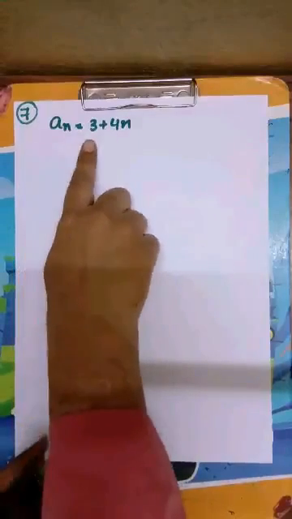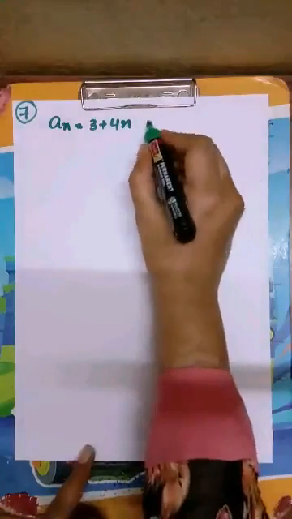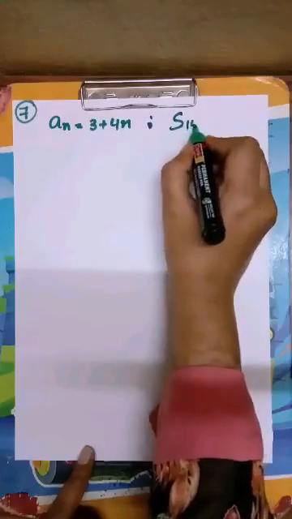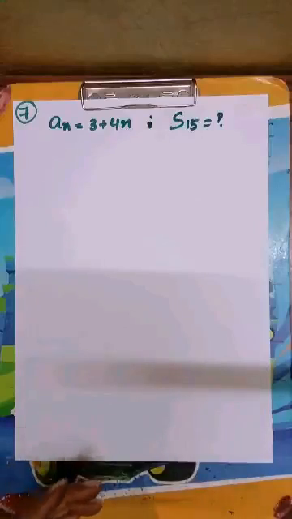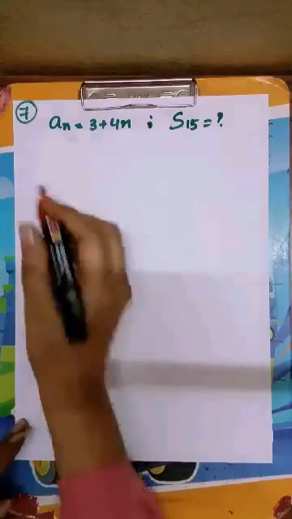Show that A1, A2, and so on, AN forms an AP, where AN is defined as 3 plus 4N. And also find the sum of the first 15 terms. Also find S15. This also we have to find. Is it clear? What is given? AN is equal to 3 plus 4N.